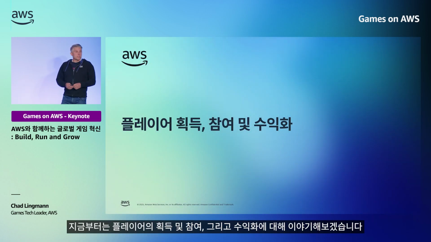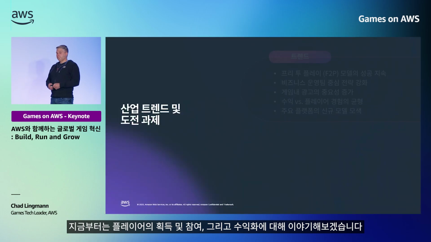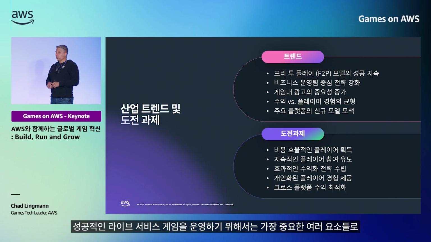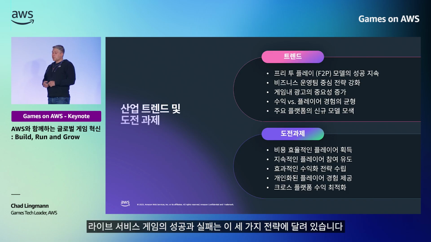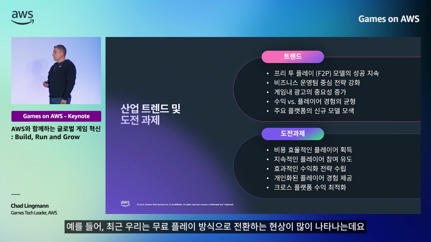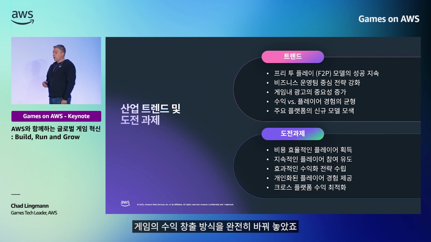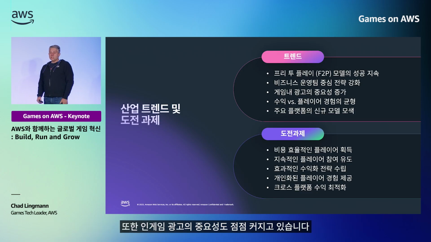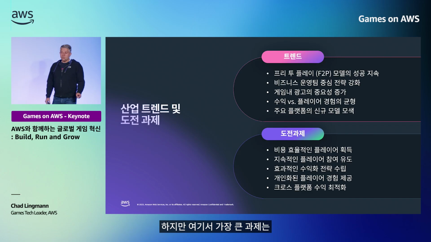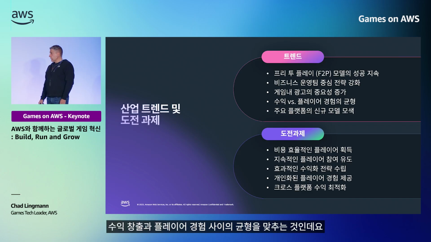So let's discuss player acquisition, engagement, and monetization now. We group many of the most critical aspects of running a successful live service game today into player acquisition, engagement, and monetization. Live service games today live or die by their player acquisition, engagement, and monetization strategy. For example, we've seen a large shift towards free-to-play, which has changed how games generate revenue. Major players like Sony and Nintendo are exploring these new models. In-game advertising has become increasingly important. The key challenge, though, is balancing revenue generation with player experience.